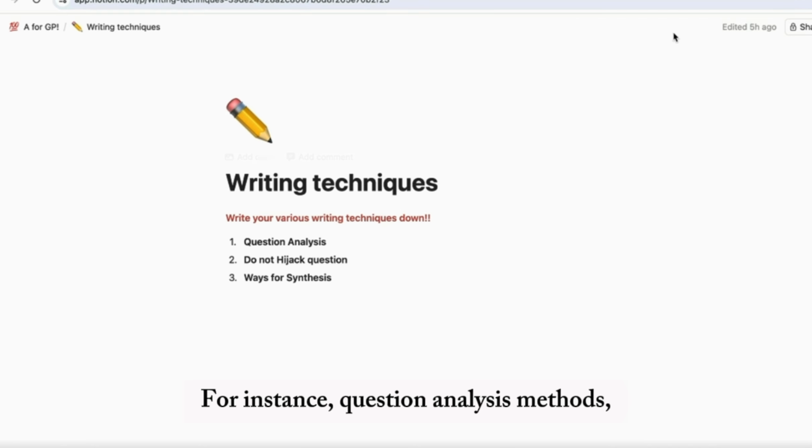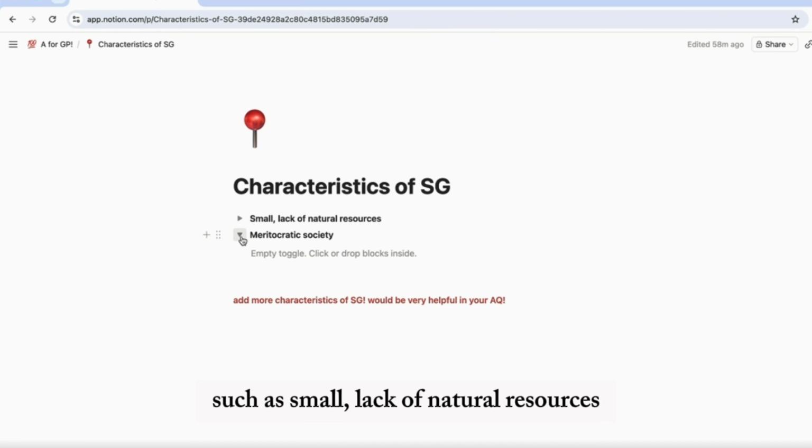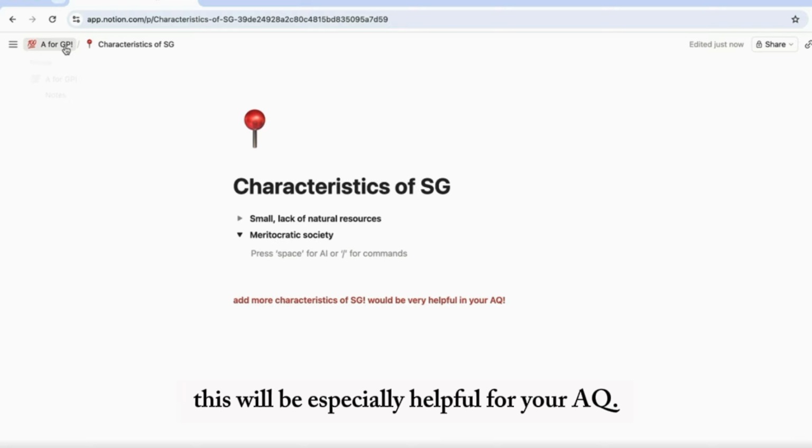Next, under writing techniques, write down the various techniques that you have learned. For instance, question analysis methods, tips such as not hijacking the question, comparison criteria, and even synthesis techniques as well. Next, under characteristics of Singapore, write down the different traits of Singapore such as small, lack of natural resources, meritocratic society. List all of them down and include different explanations for all the different traits. This will be especially helpful for your AQ.